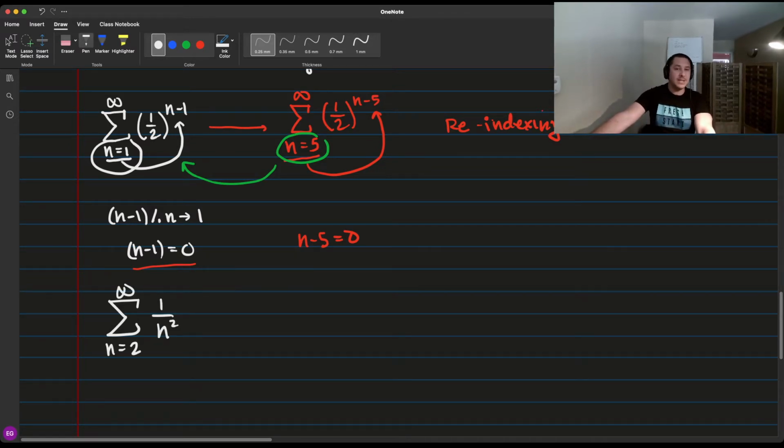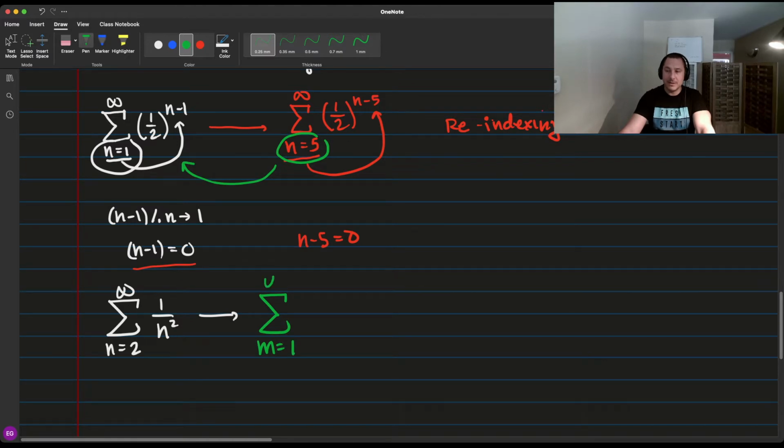So you're looking at this and you're like, I don't like this. I start at 2. I would like to start at 1. So you're like, I need to rewrite this with a new variable m that starts at 1, and will sum from 1 to infinity, not from 2 to infinity. So now the question is, well, what needs to go in here for my formula?